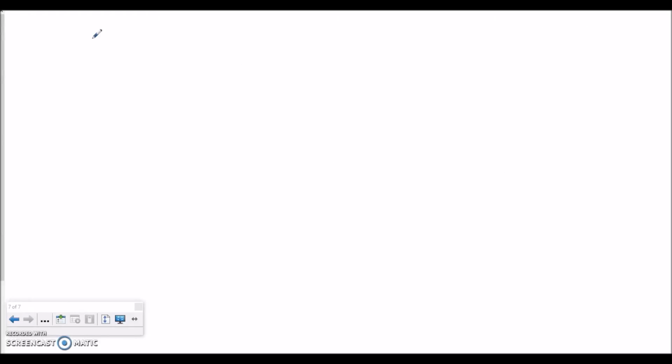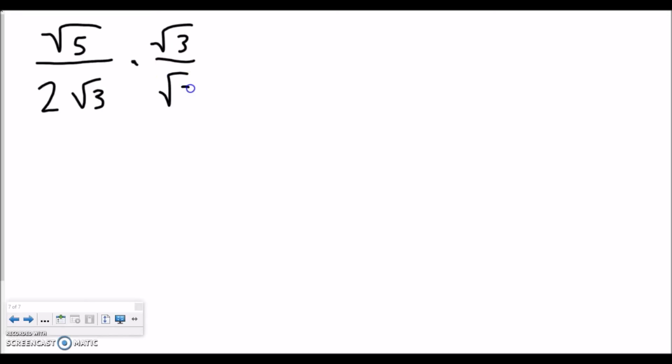Let's try a slightly different problem. Square root of 5 over 2 square root of 3. Well, we see a square root in the denominator, the square root of 3. We cannot have that. We're not going to worry so much about the 2 right now. So let's just do the same thing as before and multiply by the square root of 3 over the square root of 3.